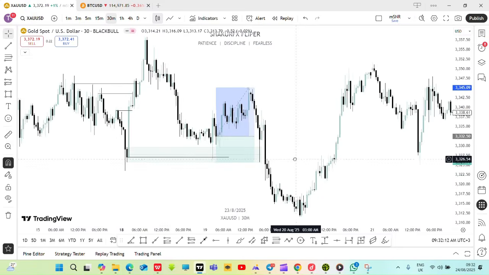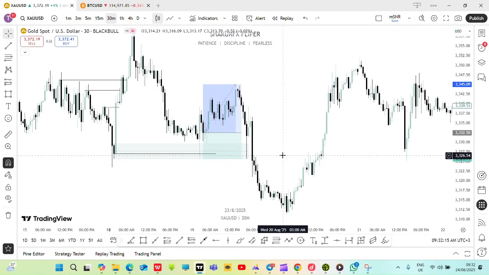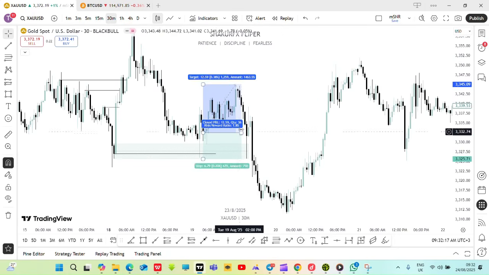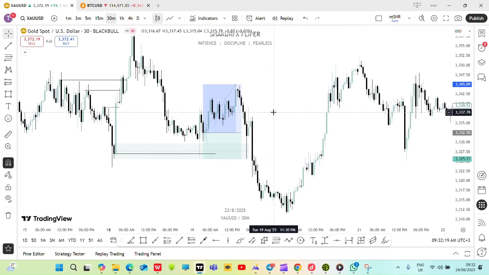Maybe I can get another one. Let's also get a selling one. You see here, the support broken. When it's a bullish setup, we call it SRR. When it's bearish, we call it RSS. So we are breaking supports with one resistance.